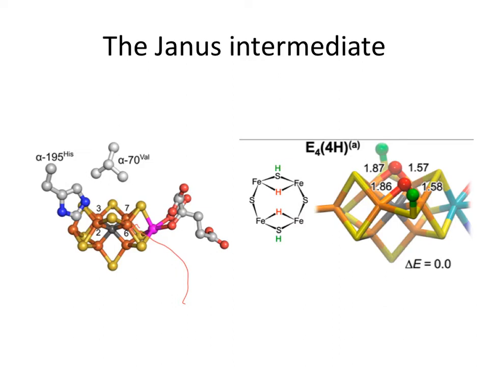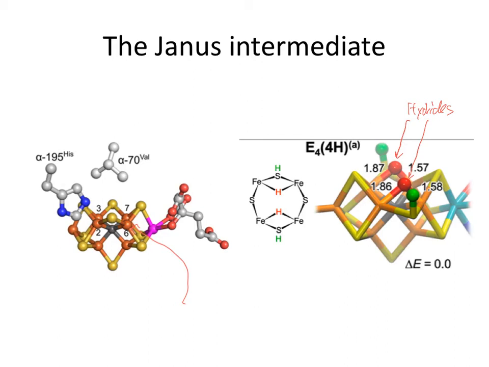And finally, high-resolution ENDOR spectroscopy and quantum mechanical calculations in concert gave this as the structure of the Janus intermediate. It does have two bridging hydrides, though the hydrides bridge iron 6 and iron 2, and iron 7 and iron 3, as shown in this picture.